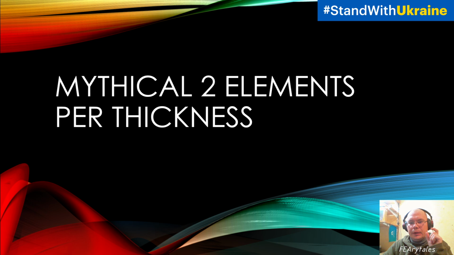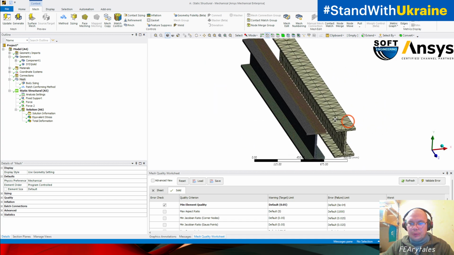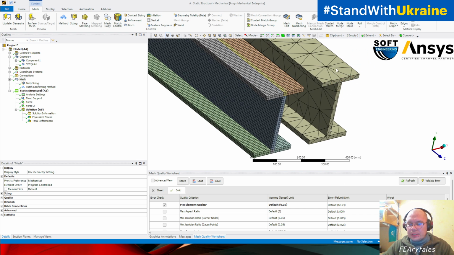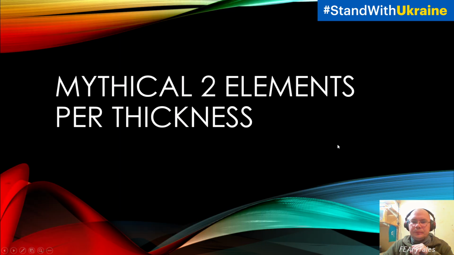thin elements. So if we take a look at these two bodies with these two meshes, this will be a very coarse and very bad mesh, insufficient, and this is a very good mesh because it has 2 elements per thickness and ideal form and so on. So why did I say that this rule is mythical?